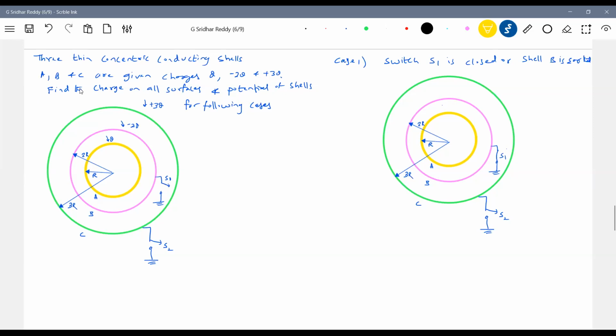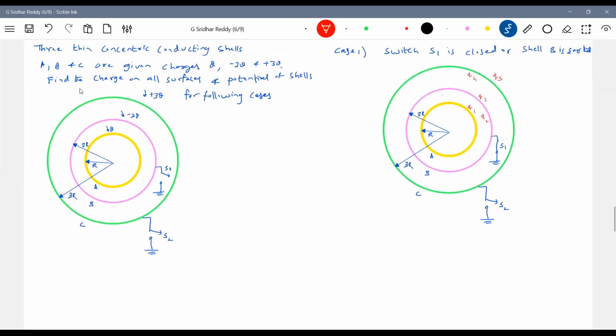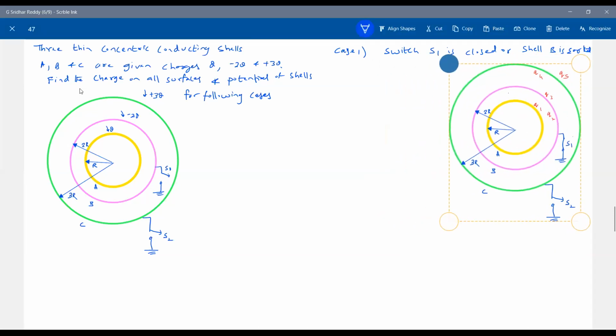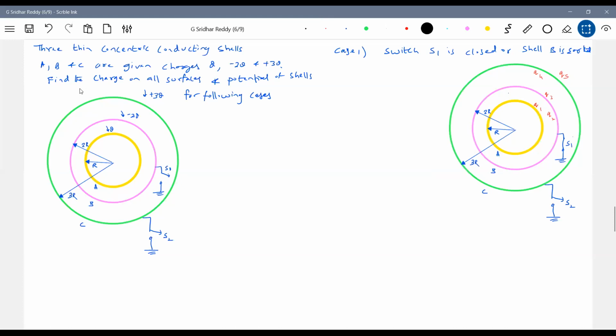Carry on. So again, what is the procedure? I think now you can see a lot of calculations are there. Just be careful: Q3, Q4, Q5. Okay, after getting this, now first, drawing the Gaussian surface in the material of shell B, we'll get Q1 plus Q2 equal to 0.